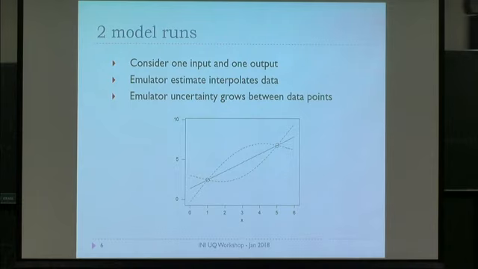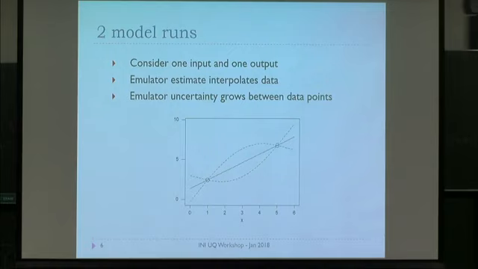So here we have a situation where we've got one input, x, and one output. We've run the model at 2 points, at x equals 1 and x equals 5, and we've observed the values of y at those 2 points. With just that amount of training, our emulator is going to look roughly like this. It's going to have a fit that goes through those points, that's the mean function, plus or minus some uncertainty.